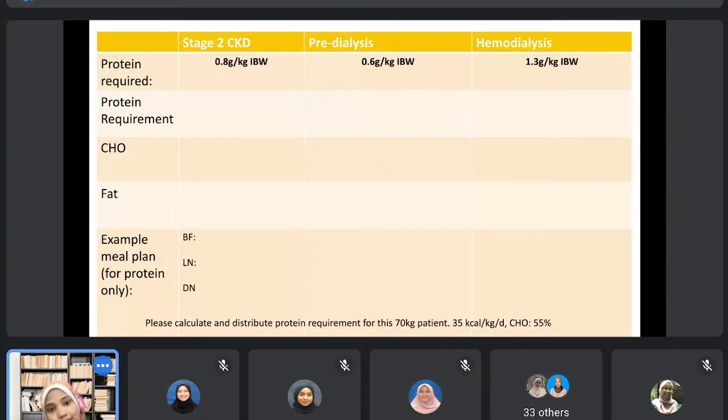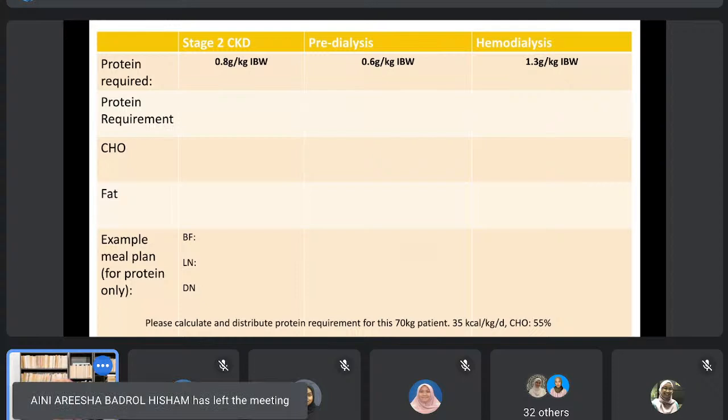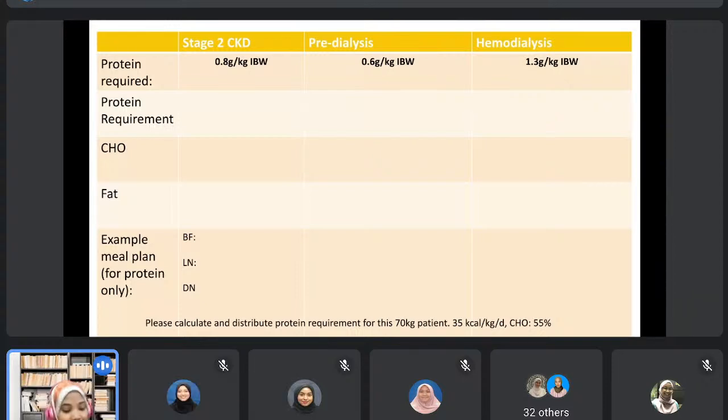Soalannya apa weh? Amira Afifah, boleh tak you present apa yang you dah buat? You just briefly bagi tahu, buka present.